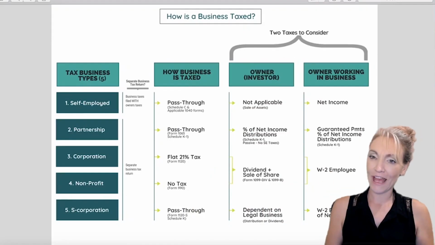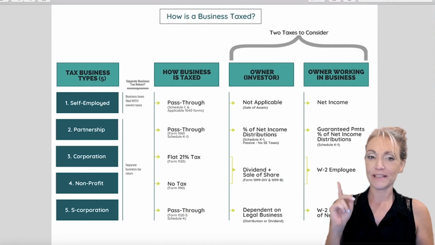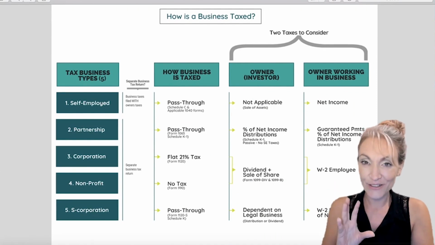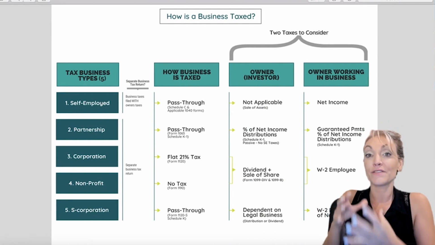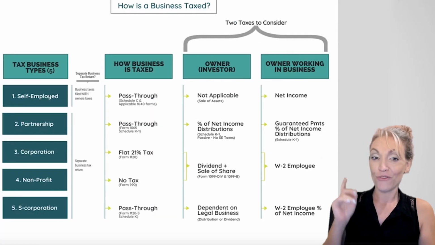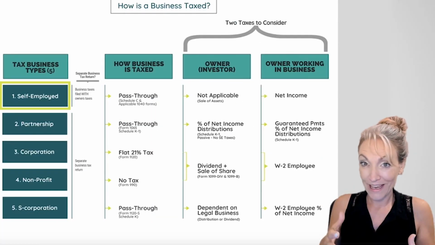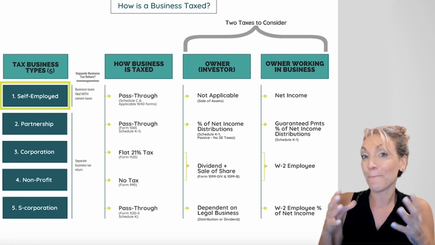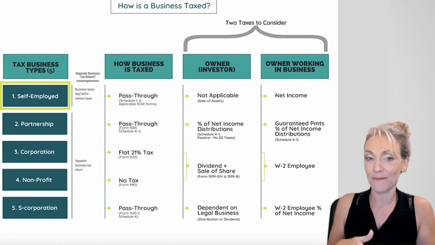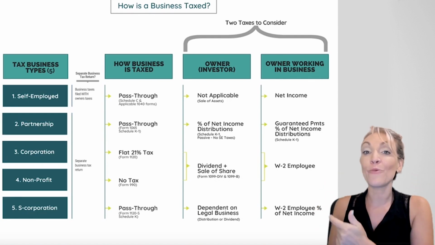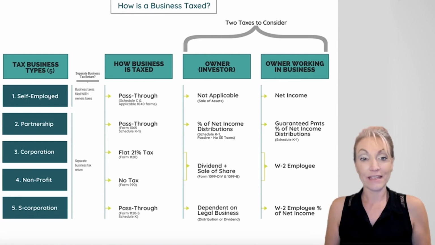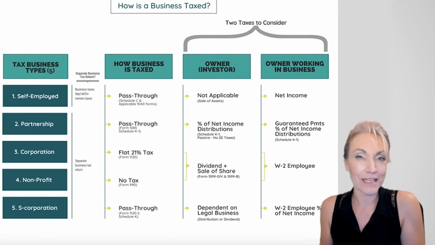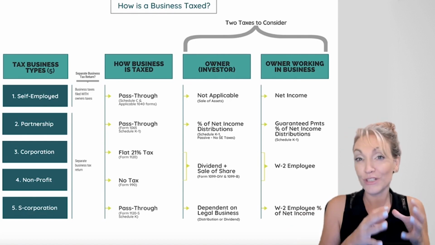If we take a look at my cheat sheet here, we can see it starts with tax types of businesses. So this isn't the legal side. That's why we don't see LLC. This is the tax side of things. So the first one is self-employed, meaning there is no separate business, and we can see under how it's taxed, that's a pass-through or flow-through entity. Same thing with the partnership, and same thing with the S-corp. And what that means is that with all these tax entities, the business doesn't actually pay any taxes. The activity flows through to the owners.